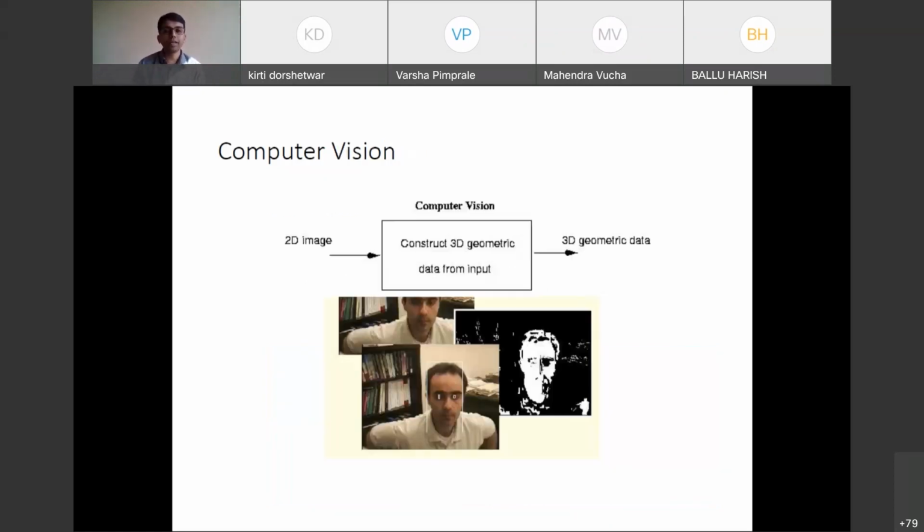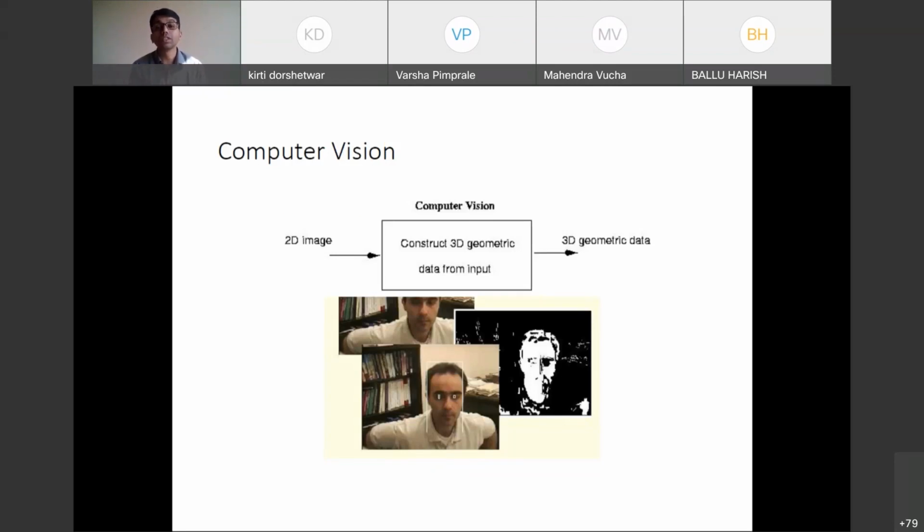So from that, we are moving to the computer vision part. Again, it was first 2D to 3D, then 3D to 2D, and now from 2D to 3D geometric data. This is a totally magical kind of thing: you have 2D images, but one is able to extract how much the depth of the image will be.